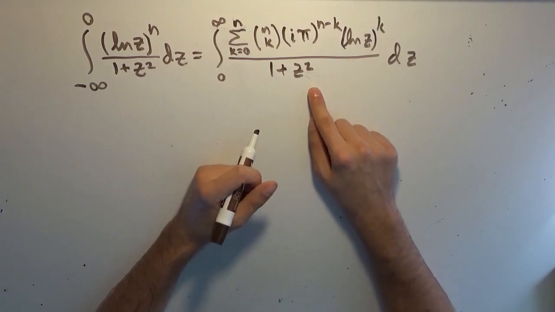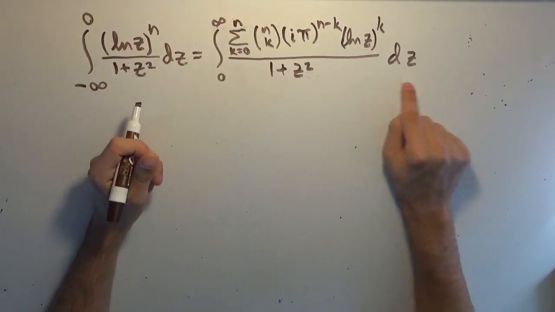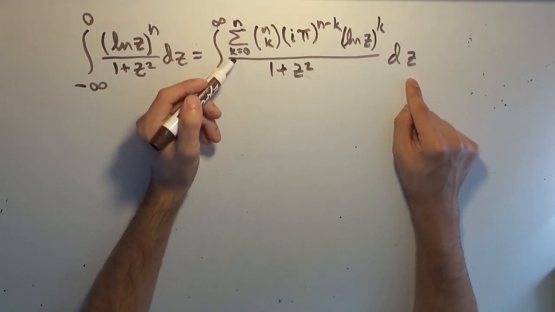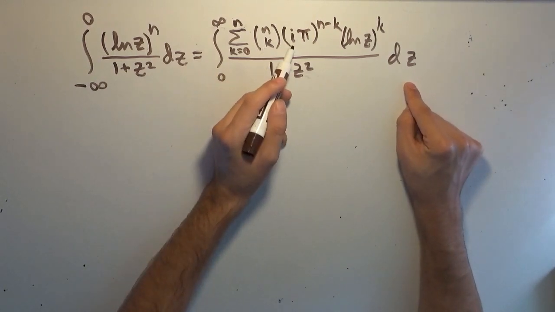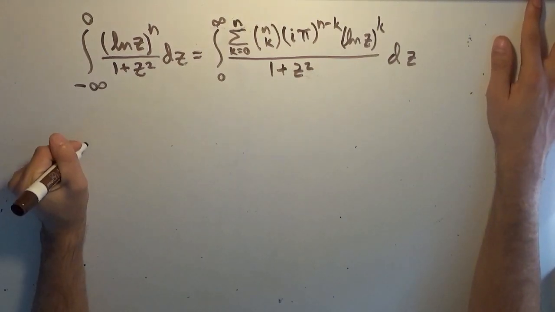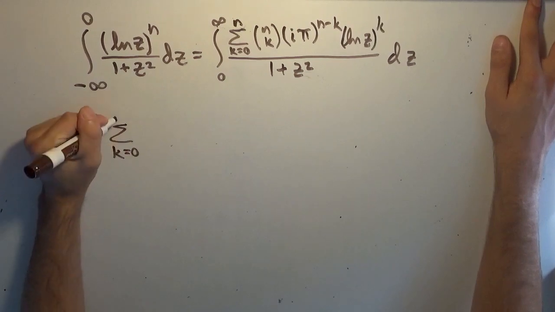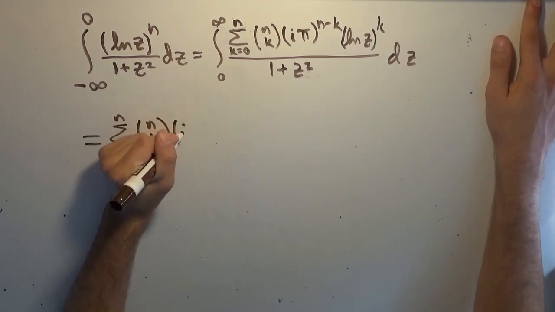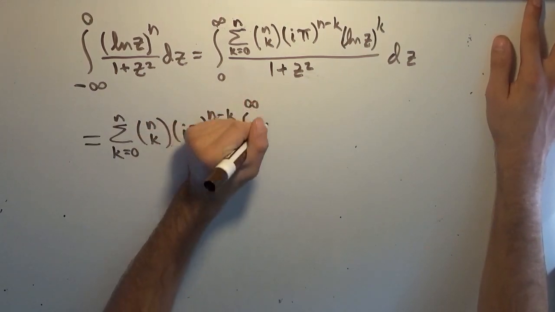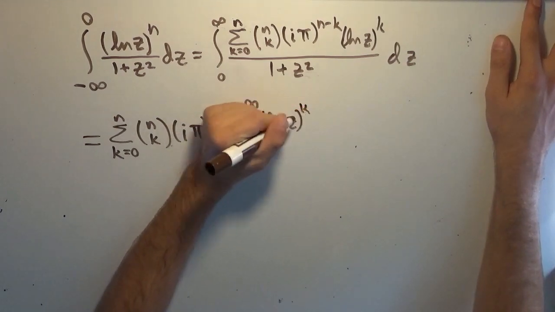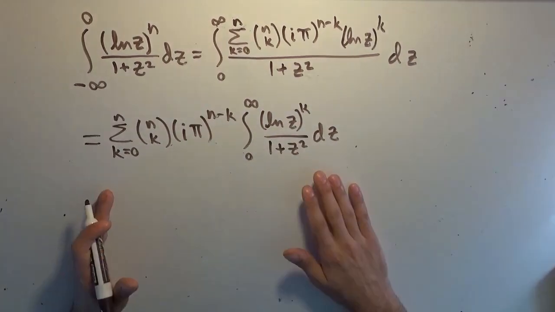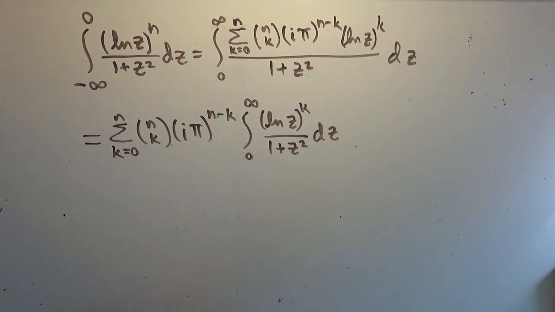So what we're going to do with this is we're simply going to factor out everything that does not depend on z, which happens to be the sum, right? The indices of the sum do not depend on z, n choose k does not depend on z, and I pi to the power of n minus k does not depend on z. So we're going to factor all 3 of those things out, and we're going to end up with the sum from k equals 0 to n of n choose k of I pi to the power of n minus k times the integral from 0 to infinity of the natural logarithm of z to the power of k over 1 plus z squared dz. And so this looks pretty simple in some sense because it's just a product of things and we'll be able to evaluate what they all are.